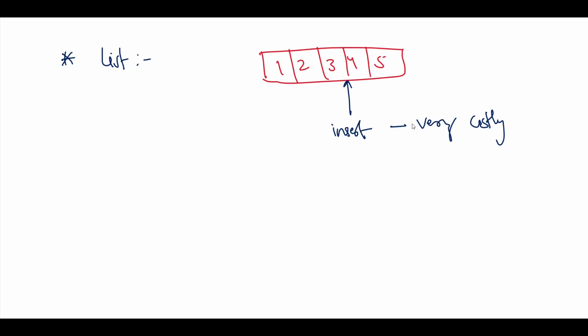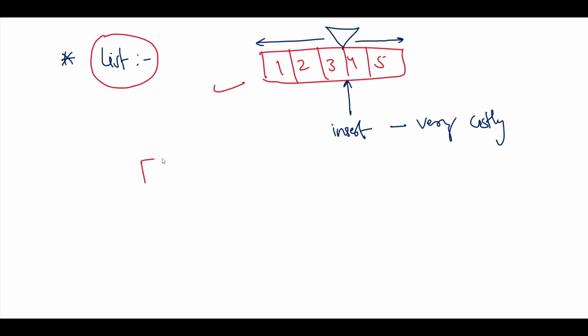And why is it costly? Because in this case, if I am inserting something at this place, I need to shift all these elements to the right, or maybe I need to shift all the elements to the left. All right. So it will be a very costly process in terms of number of operations and processing time. That's why we have the linked list here, and it's going to overcome this problem. All right. I hope you already know about the list.